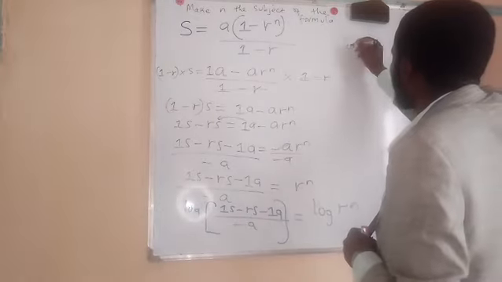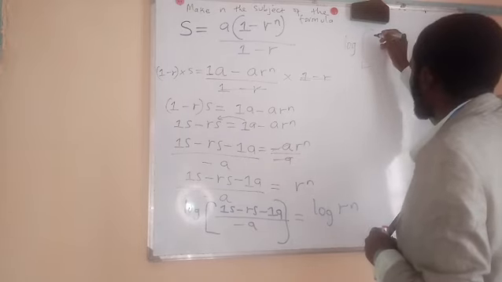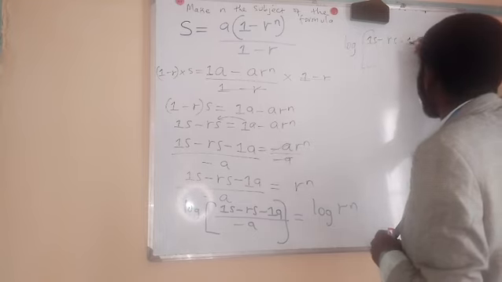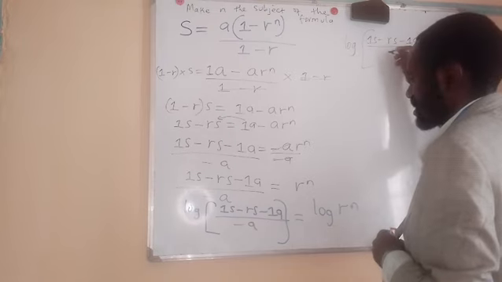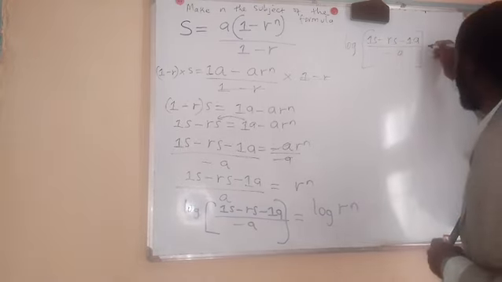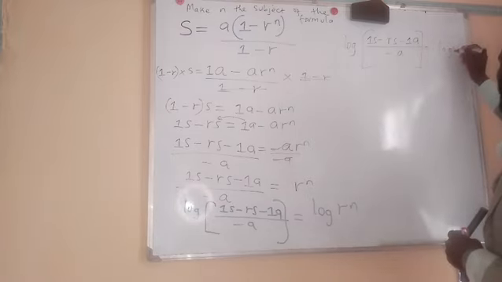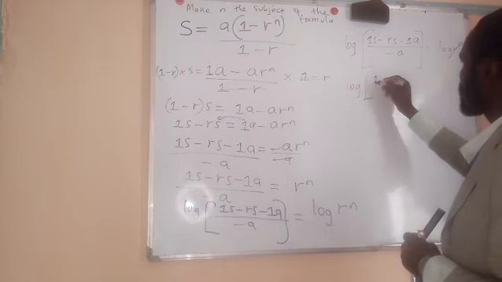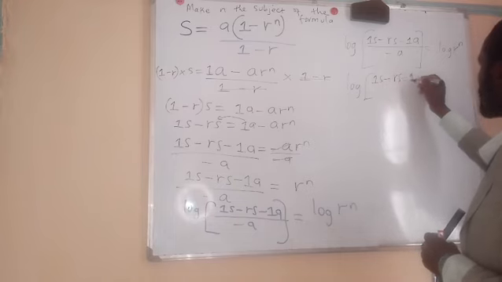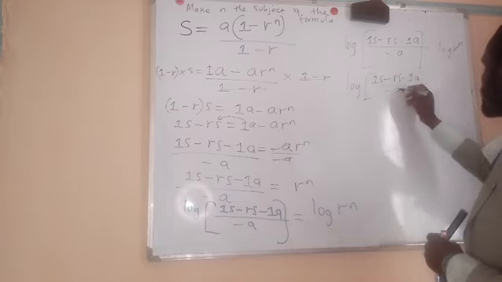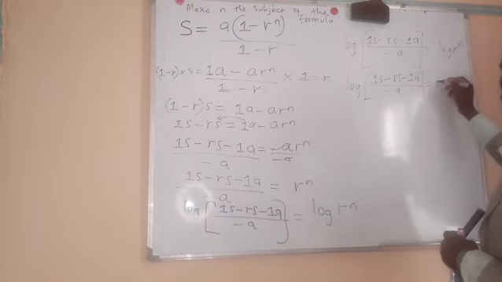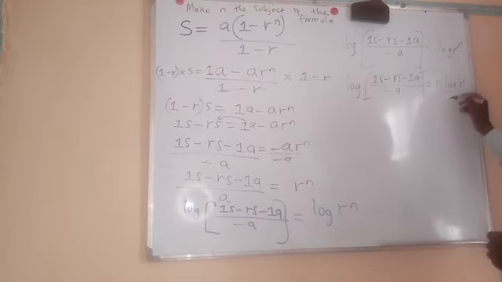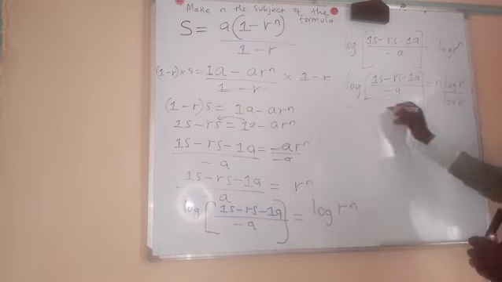We shall now have the logarithm of 1S minus RS minus 1A, and everything is divided by negative A, should be equal to the logarithm of R raised to N. We shall drop that N, then we shall have the logarithm into brackets 1S minus RS minus 1A. You divide this by negative A, close the brackets, answer must be equal to N log R. Now to be left alone by N, we shall divide all through by log R.